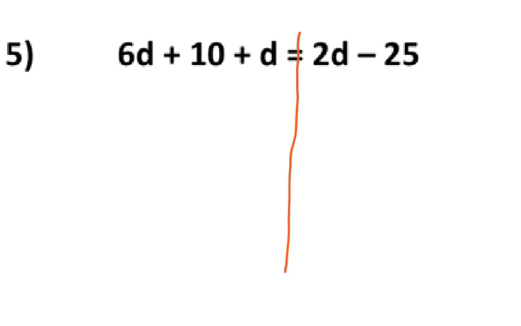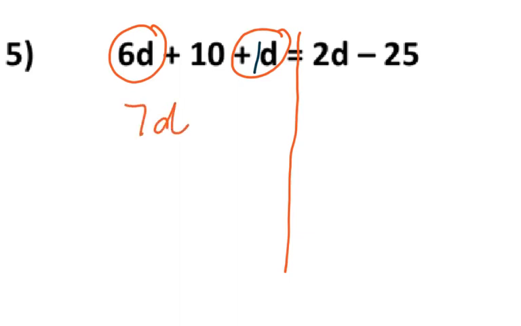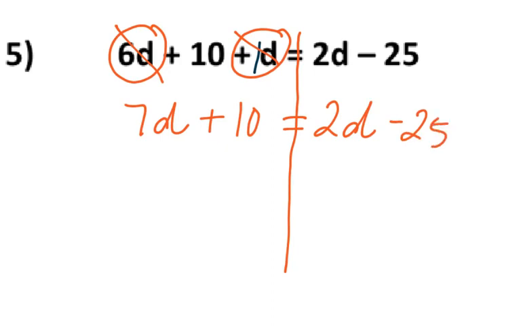What that means is that on this side of the border, I have 6D's and I have 1D. So 6D plus 1D is 7D plus 10 equals, the right side says 2D minus 25. So now it looks like the first example that we did on this page. So I had to combine like terms, and I got 7D.